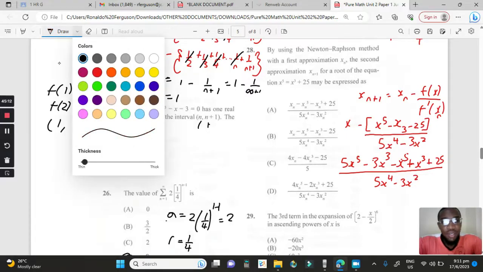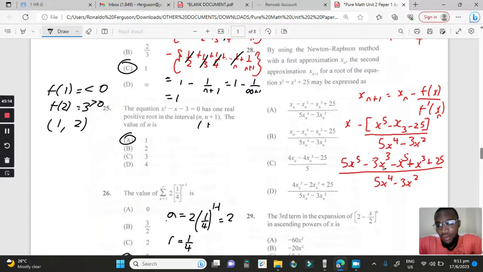So now it's gone back to grade 9 math. Minus 3x cubed and plus x cubed is minus 2x cubed. And then 5x to the 5th minus x to the 5th is 4x to the 5th, minus 2x cubed plus 25. That's what we're looking for in the numerator. So numerator here, D.